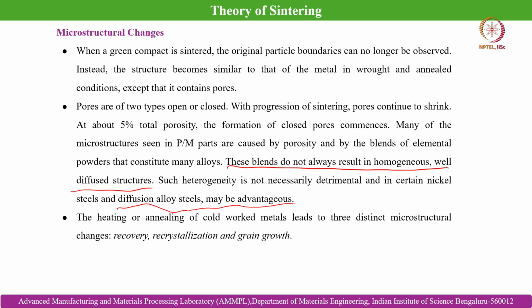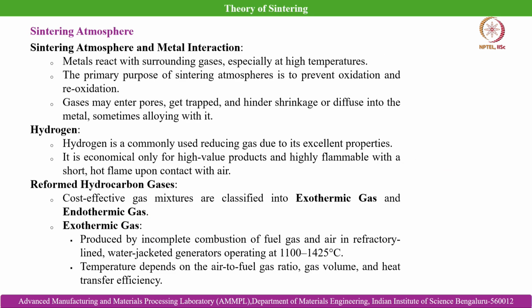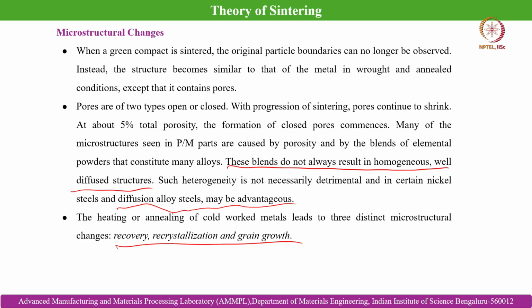So, the heating or annealing of cold-worked metals leads to three distinct microstructural changes, that is recovery, recrystallization and grain growth. That is quite intrinsic. When we are talking about sintered parts, a similar mechanism takes place if we are processing the sintered parts by annealing after cold working. So, we can observe similar mechanisms in powder metallurgy processed materials or alloys also.